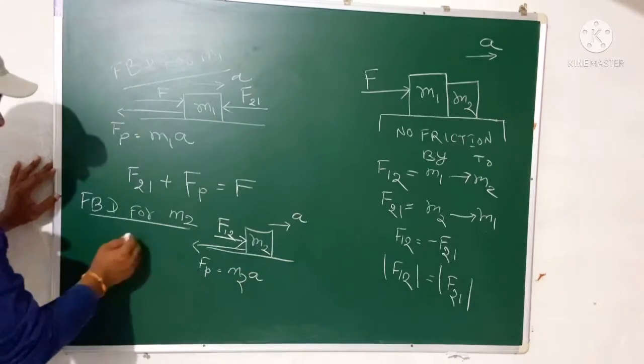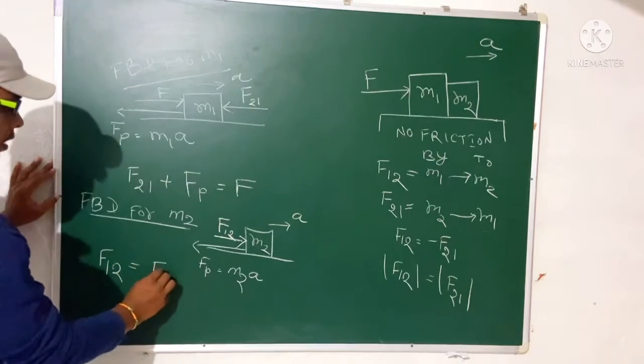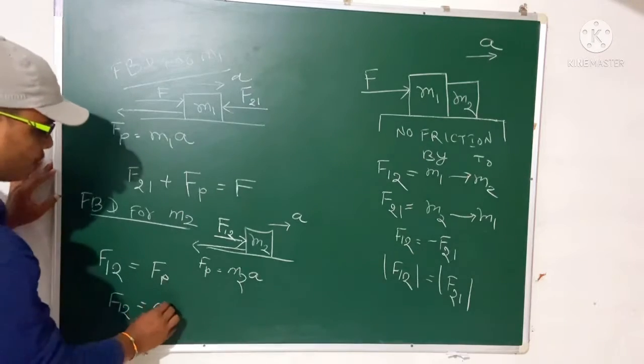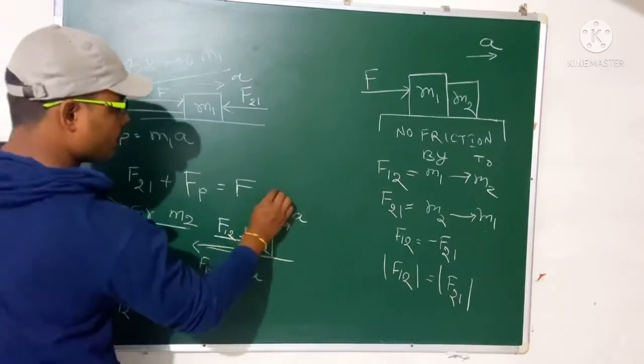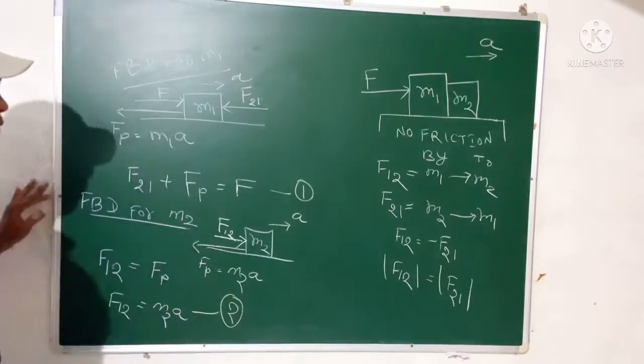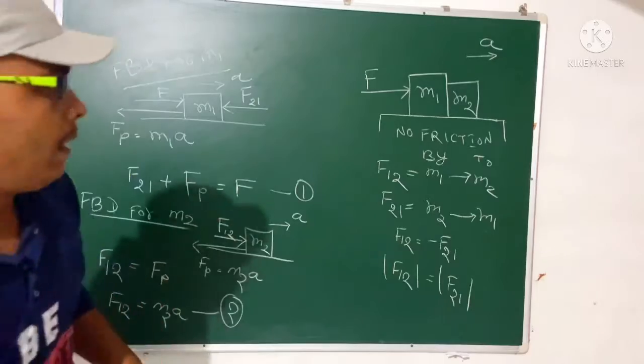So what does the free body diagram say? F12 equal to Fp, right? So F12 is nothing but M2A. This is equation 1, this is equation 2. So what do we get from 1 and 2? I am erasing this part.